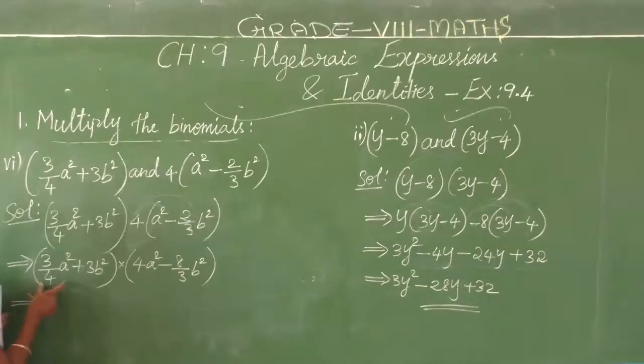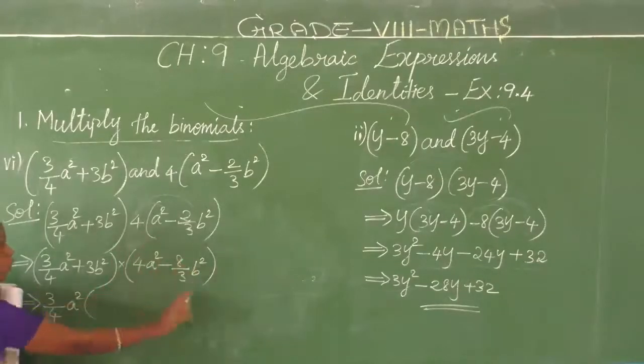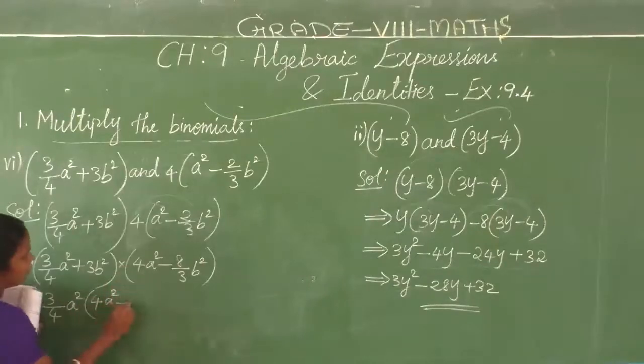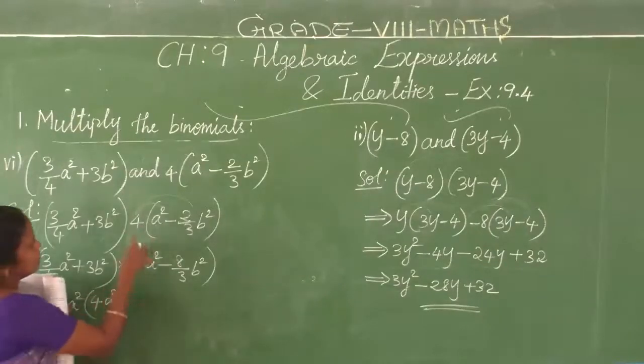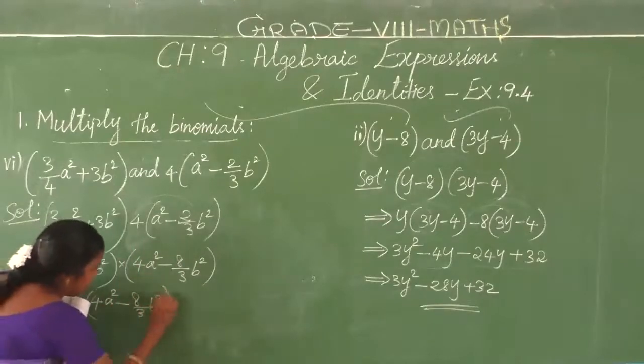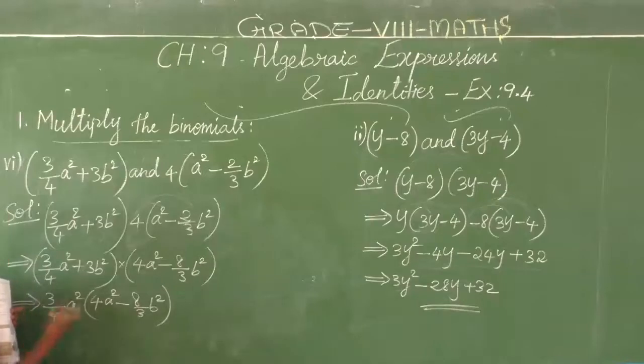Take the first term of the first binomial and then multiply with the second binomial. That means 3/4 a square into the whole second binomial, no? So 3/4 a square into 4a square minus 8/3 b square. Clear?